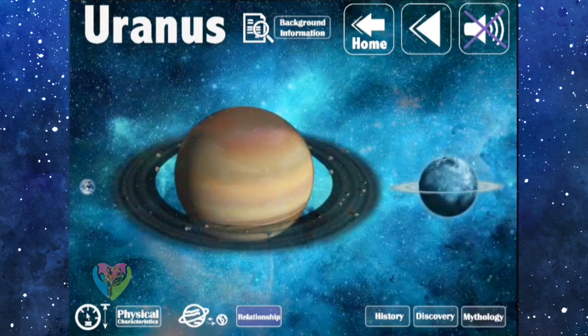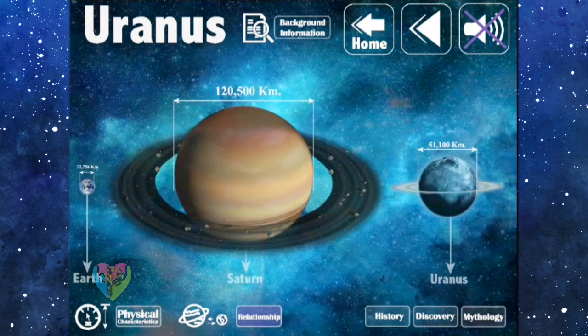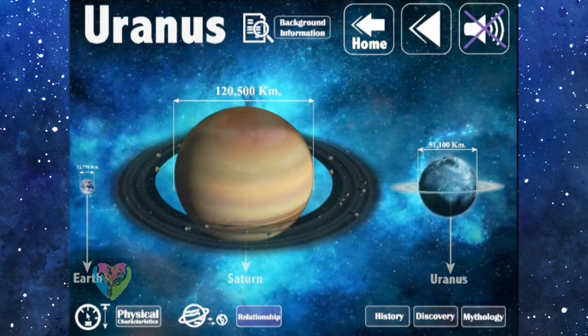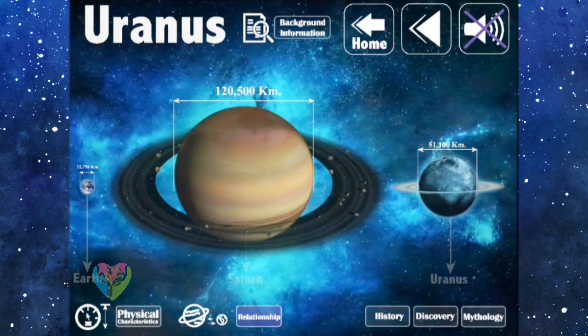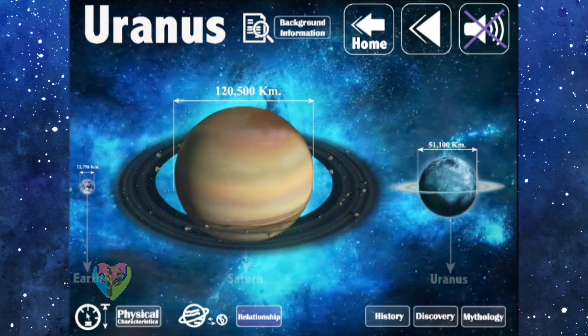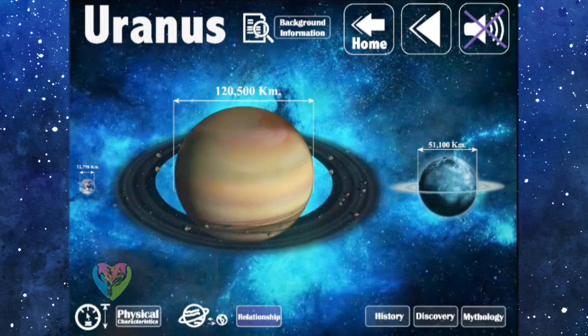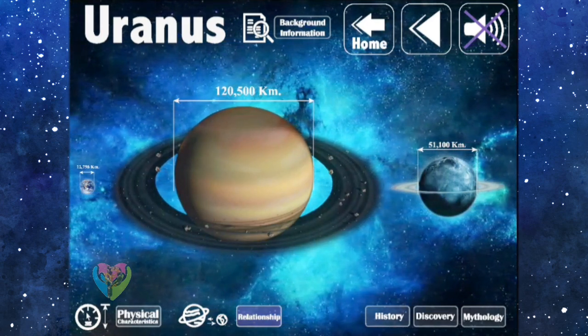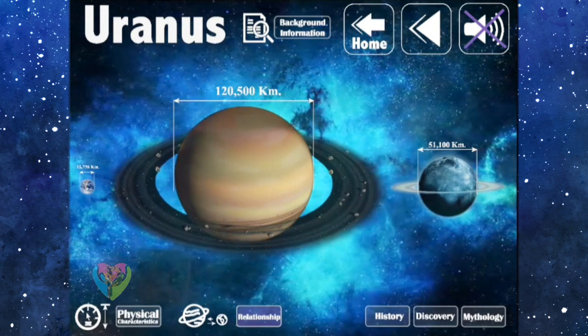Relationship. The Earth has an average diameter of 12,742 kilometers. Saturn has an average diameter of 120,500 kilometers, or 10 times larger than the Earth. Uranus has an average diameter of 51,100 kilometers, or 4 times larger than the Earth.